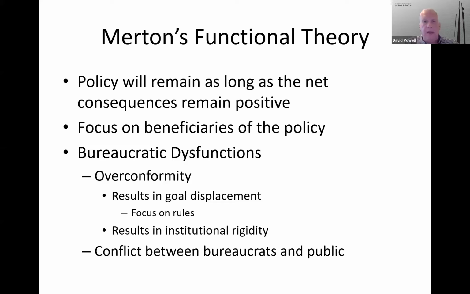He says that organizations exhibit what he calls a dysfunction. And the particular dysfunction he looks at is a dysfunction he calls overconformity with rules. He says whenever organizations get too interested in adhering strictly to their rules and their regulations, adhering to those rules and regulations becomes the goal of the organization. But that should not be the goal. The goal of the organization should be serving your beneficiaries. So you end up with this goal displacement. When you overconform with rules, you have goal displacement. You're focusing on the wrong goal.